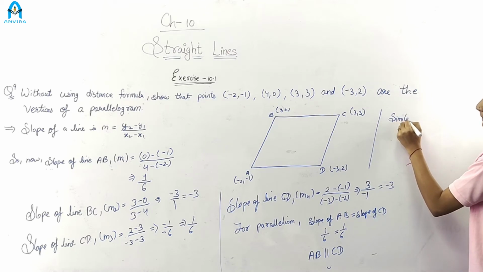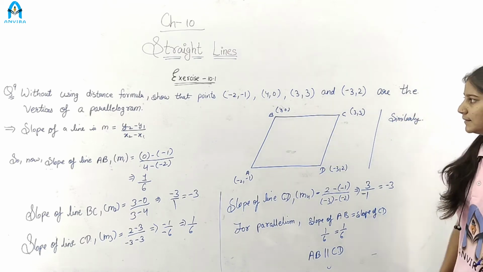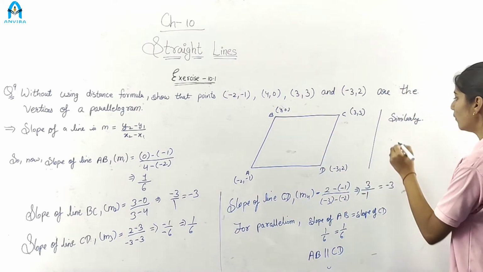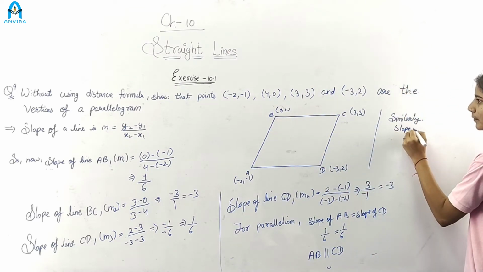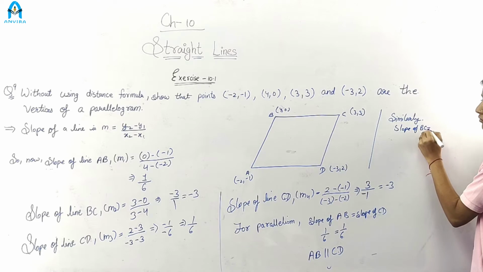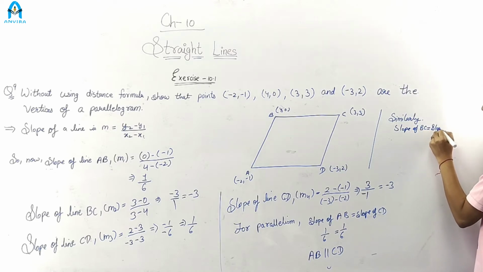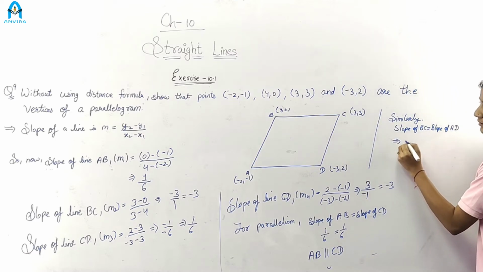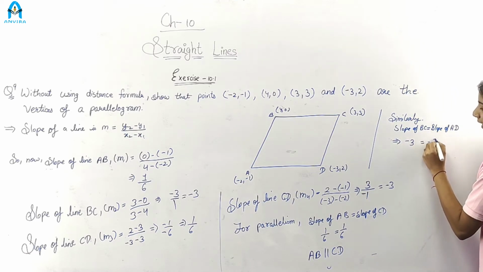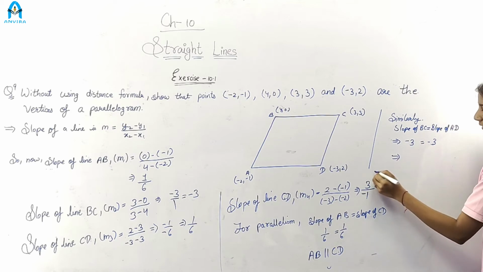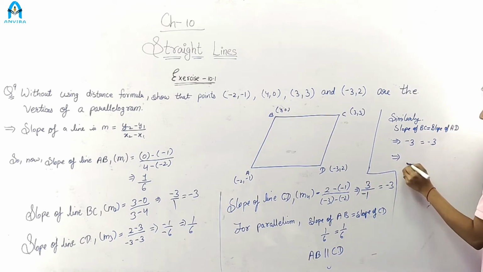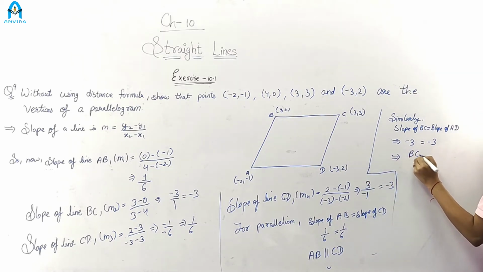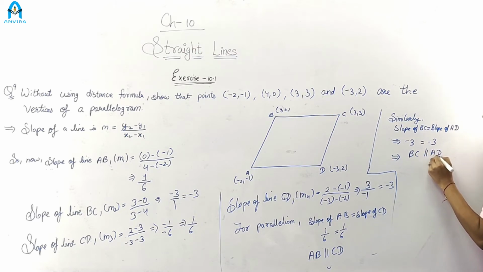Similarly, slope of BC is also equal to slope of AD. This gives us minus 3 is equal to minus 3. Then we can write it as BC is parallel to AD.